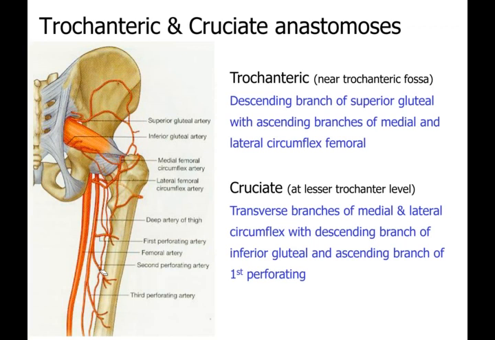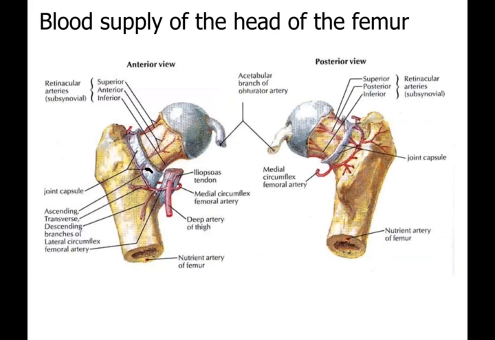Then the other thing is the cruciate anastomosis. The trochanteric one is in relation to the greater trochanter, that area. The cruciate one is in relation to the lesser trochanter, in this area. The anastomosis is between the transverse branches of the medial and lateral circumflex arteries, the descending branches from the inferior gluteal, which are these, and the ascending branches of the first perforating artery. So this is the first perforating artery, and you can see the ascending branches going up like that. So that is the cruciate anastomosis. So that's it about the anastomosis.